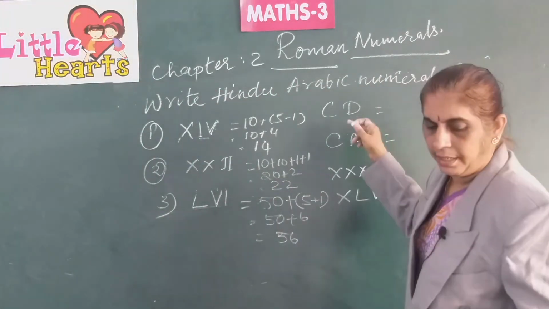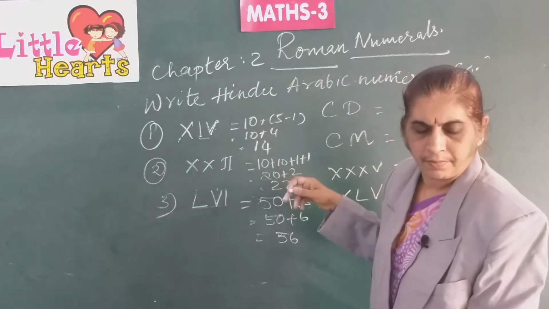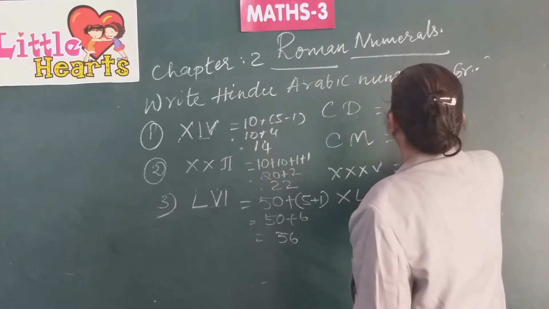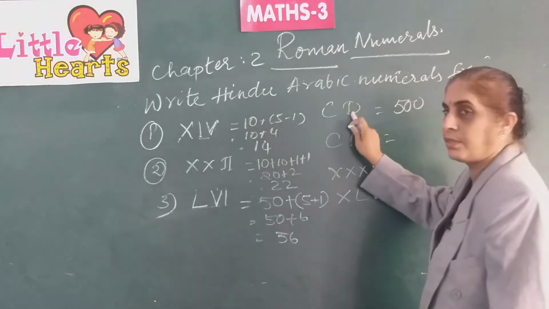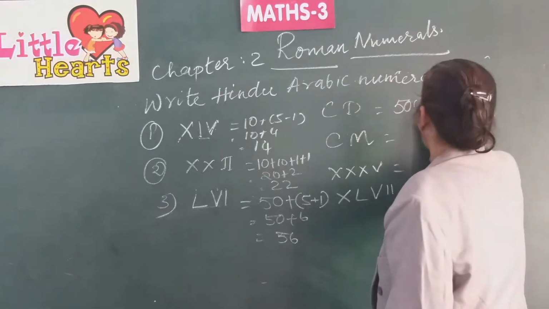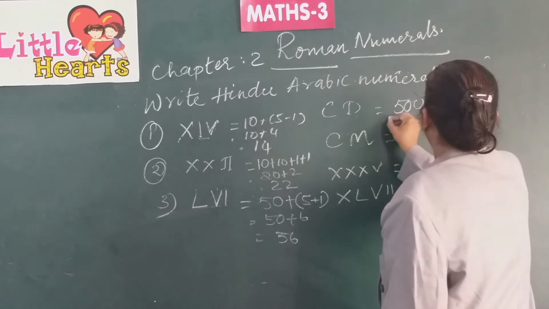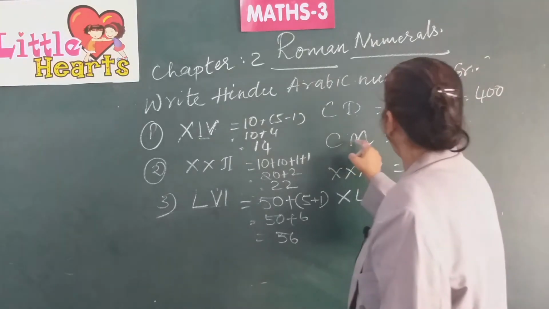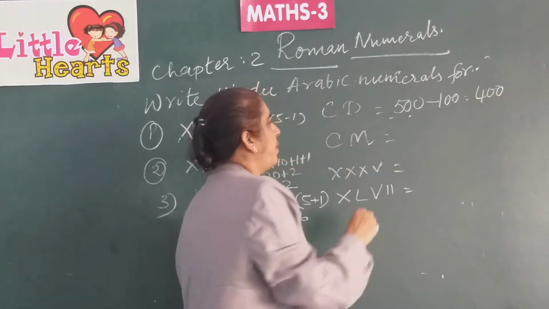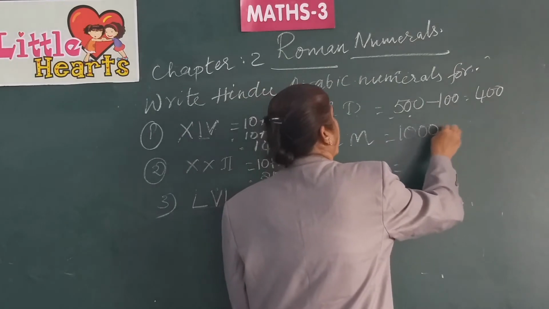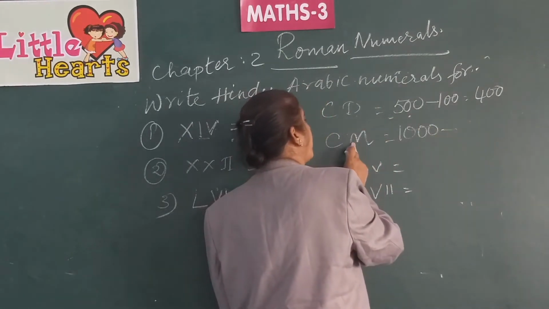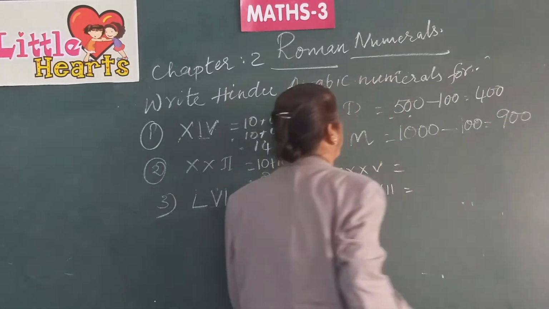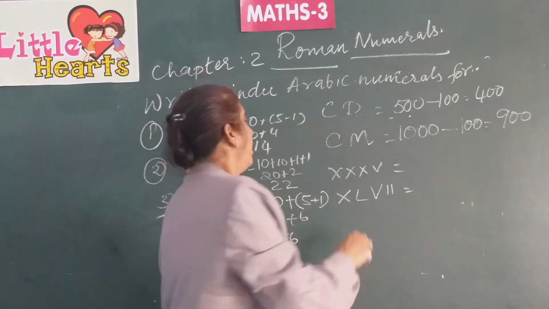CD. D is 500 and C is written to the left. Smaller is written to the left, so we consider it as subtraction. 500 minus 100, that is equal to 400. CM. M is 1000 we know and C is to the left of 1000, so we have to subtract it. It becomes 900, 1000 minus 100.